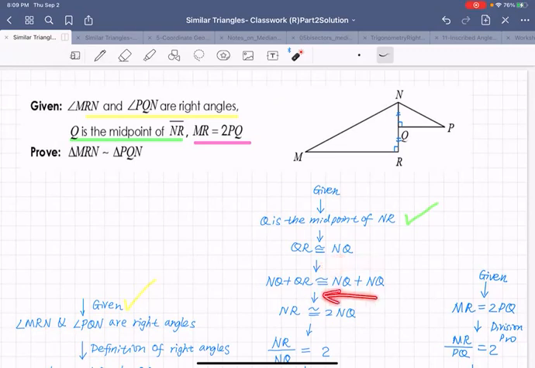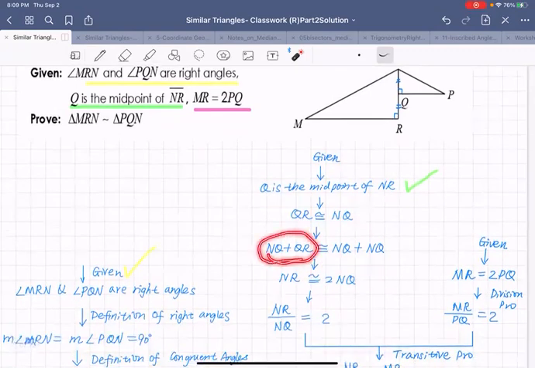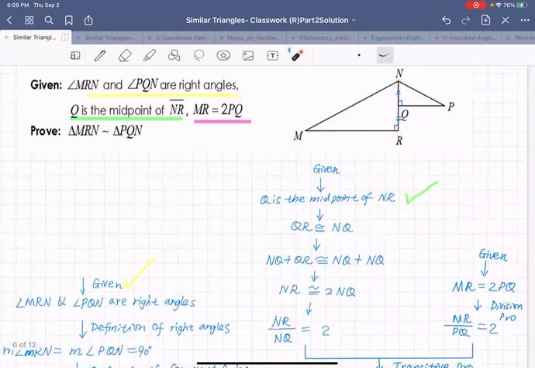So Claire, when we come to here, NQ plus QR, I replaced by NR. What should I write down here? Segment addition postulate. Yes, very good, very good. How about here? NR. Segment bisector. Makes sense. Division property, okay.